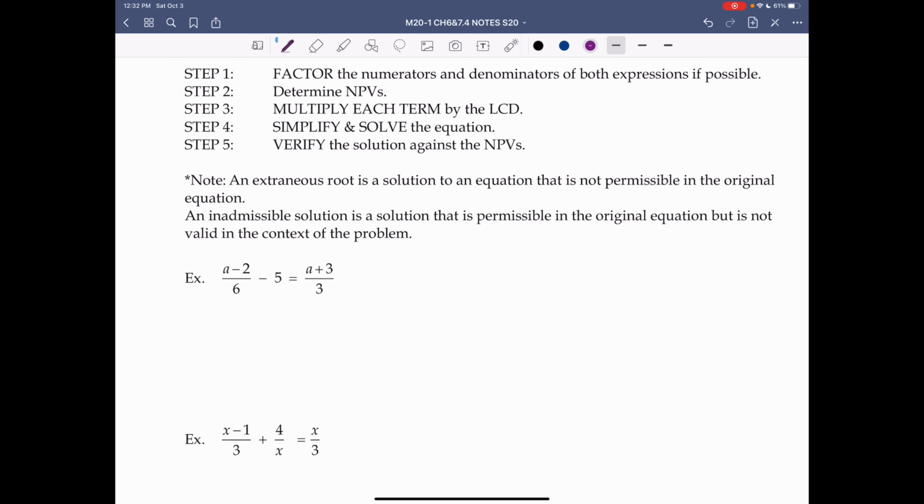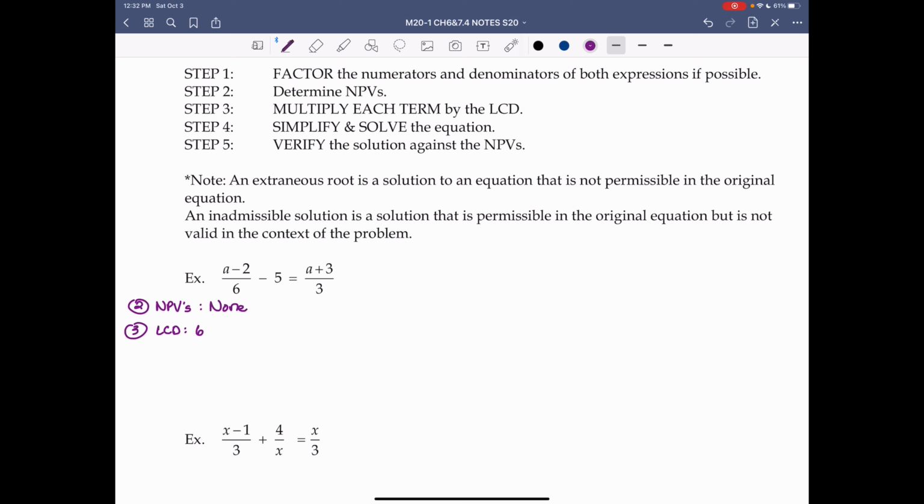(a - 2)/6 - 5 = (a + 3)/3. Step 1, factor. There's nothing to factor here. Step 2, determine our NPVs. In this question, we don't have any variables in the denominators, so we would have no NPVs. Step 3, multiply each term by the lowest common denominator. We have 6 and 3 as our denominators. 6 is a multiple of 3, so that is our lowest common denominator.